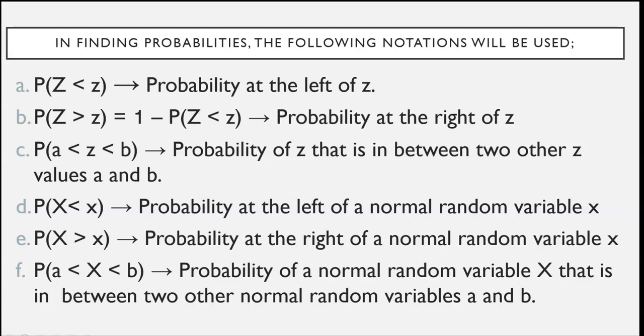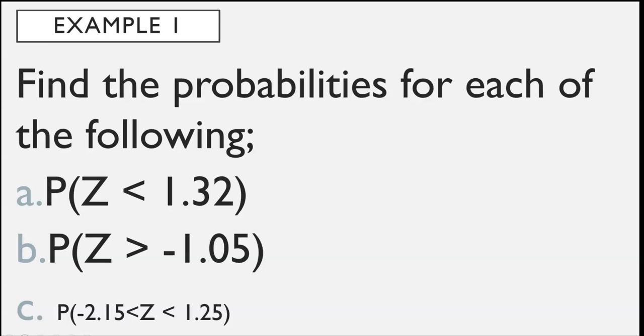For notation D, this means that we're going to find the probability at the left of a normal random variable x. For notation E, this means that we're going to find the probability at the right of a normal random variable x. Letter F, this means that we're going to find the probability of a normal random variable x that is in between two other normal random variables denoted by A and B. Let's consider the following examples to understand further. Find the probabilities for each of the following.